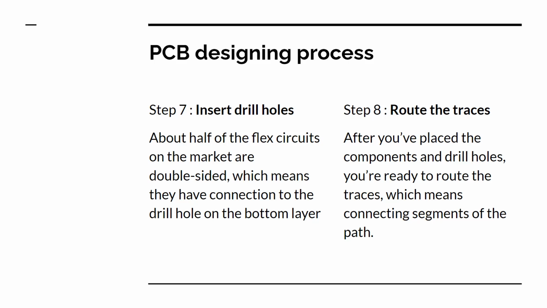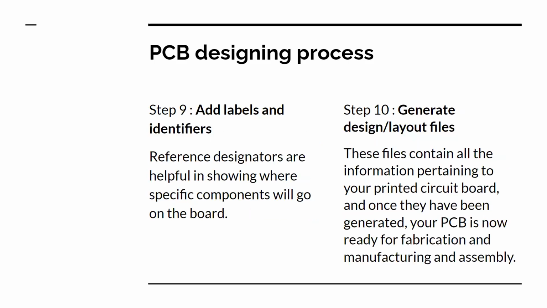The 8th step is to route the traces. You connect the traces in the way that you want them to look in the final board. The 9th step is to add labels. A good PCB designer will add labels so that they will be able to identify any change, and identify where to place the components when they are soldering them on the board. The last step, the 10th, is to generate the design layout. In this case, we just generate the files that will be ready for fabrication.